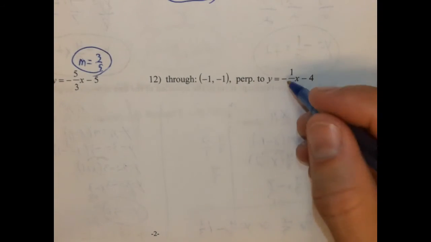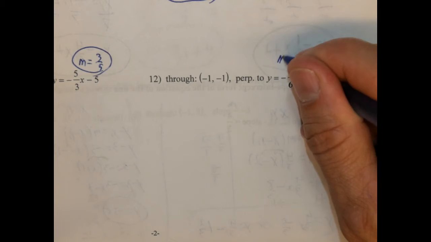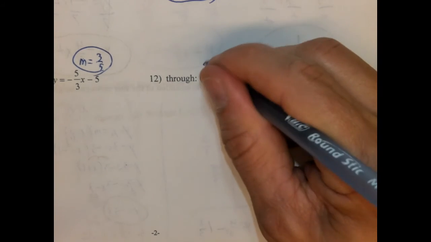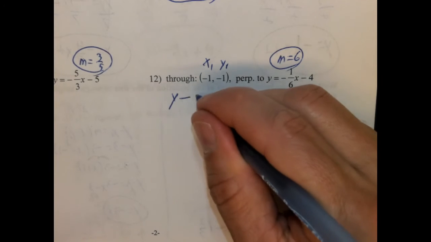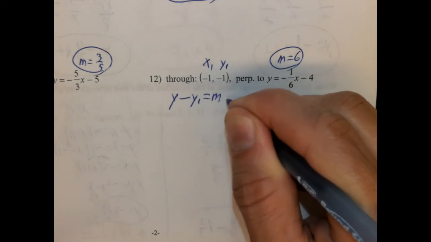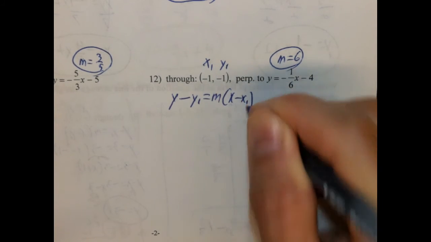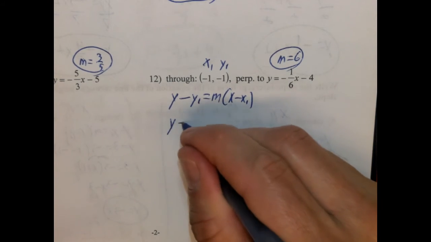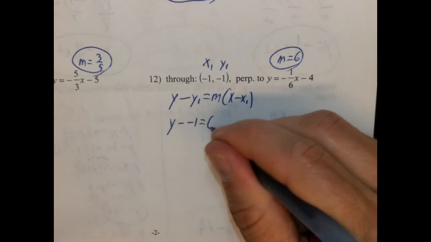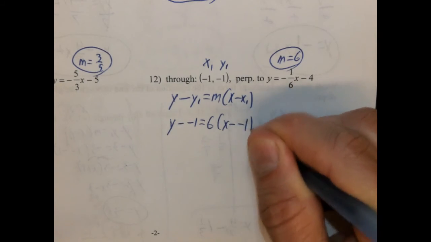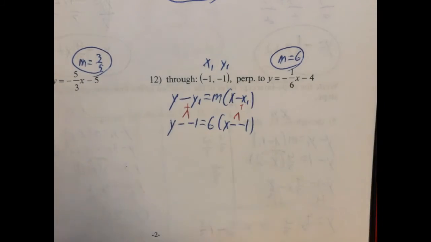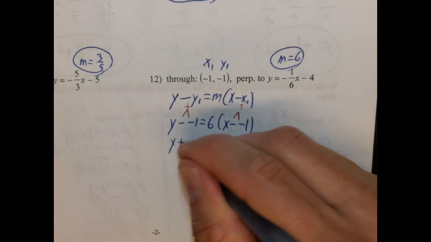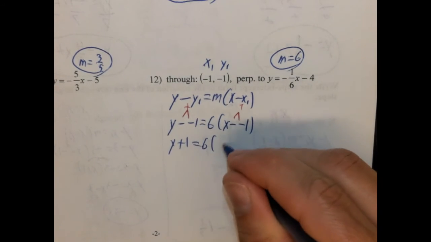So it's perpendicular to this, so negative 1/6 is going to become positive 6 over 1. So positive 6 is our rate of change. Here's our x1, here's our y1. Here's our formula. Y minus y1 equals m parentheses x minus x1. So y minus negative 1 equals 6 parentheses x minus negative 1. Let's get rid of those ugly double negatives. So y plus 1 equals 6 parentheses x plus 1.